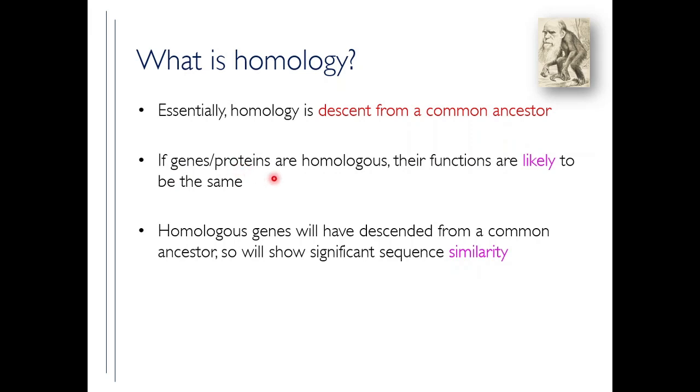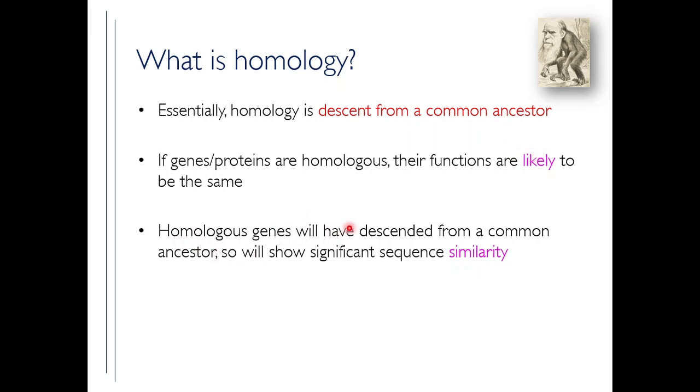If genes or proteins are homologous to each other, we can say that they have descended from a common ancestor, and they are likely, again, important, it's not guaranteed, but they are likely to have either the same or similar functions. So that's important. Essentially, if you have a new protein and you don't know what it does, the easiest way to go about finding that is to look for any similar proteins that are potentially homologous to that protein, and that might give you clues as to what this novel protein might do.